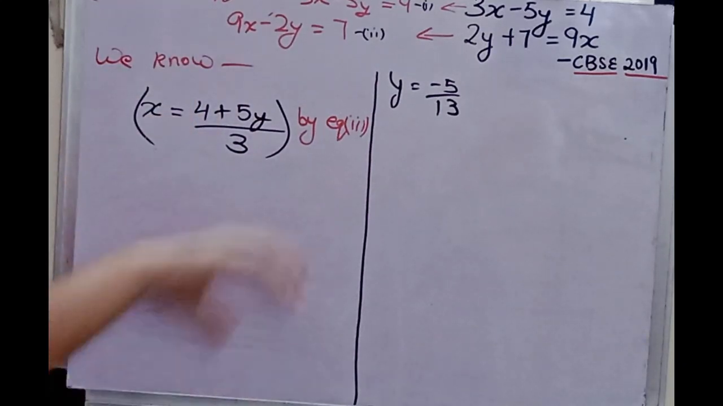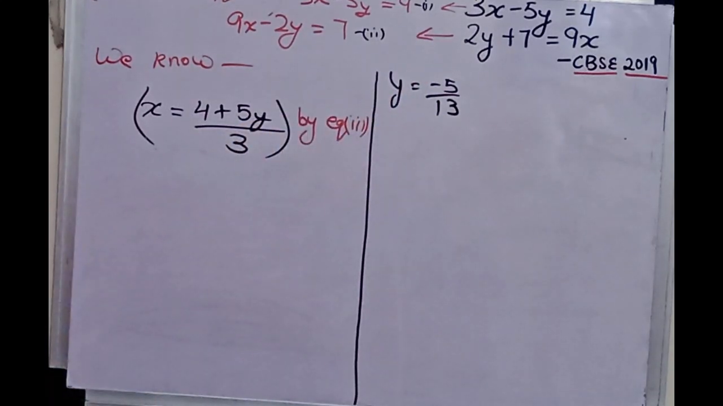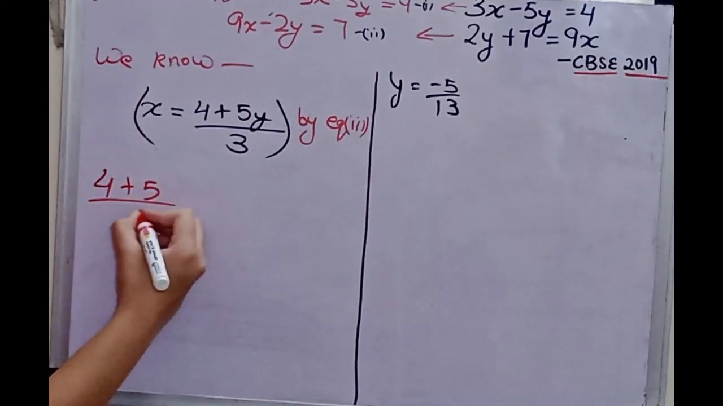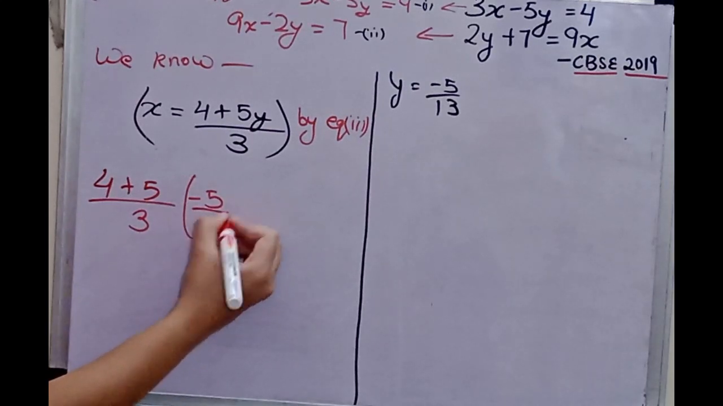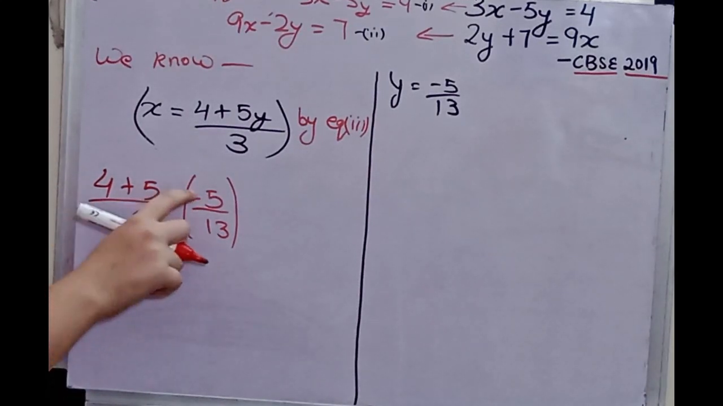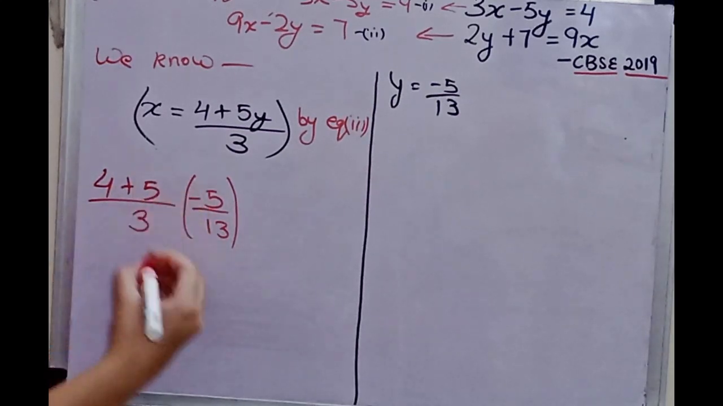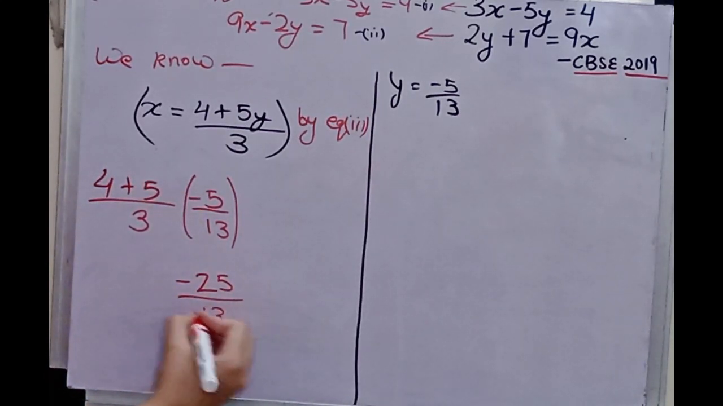What you can do is, you can simply write the value of y up here, right? So it will be like 4 plus 5 upon 3 y, minus 5 upon 13. This is how it's going to look like. Now 5 into 5 is 25, plus minus minus, so minus 25 upon 13.